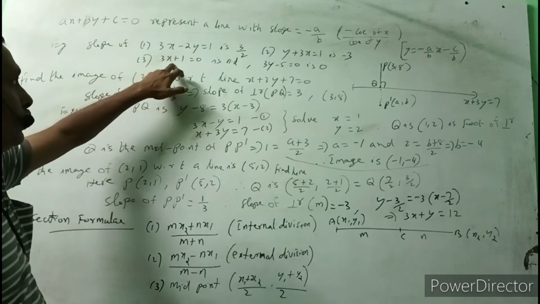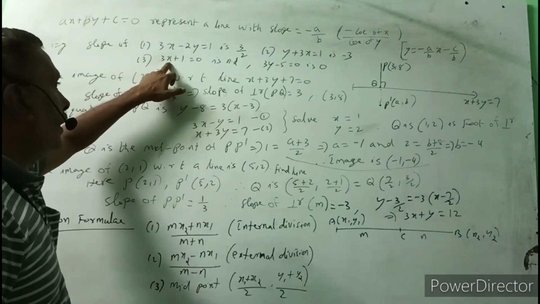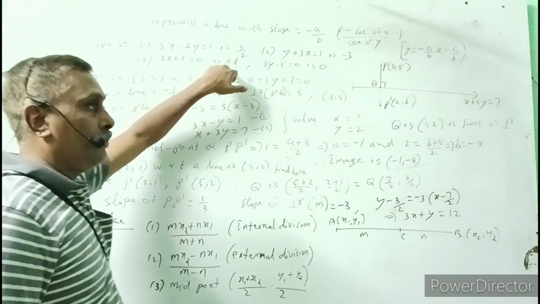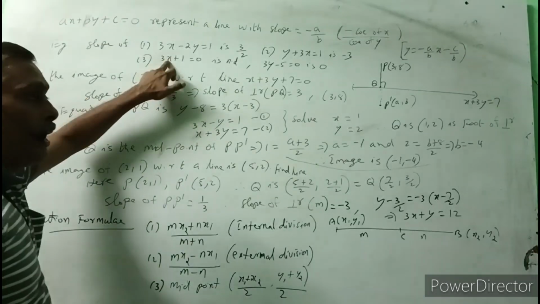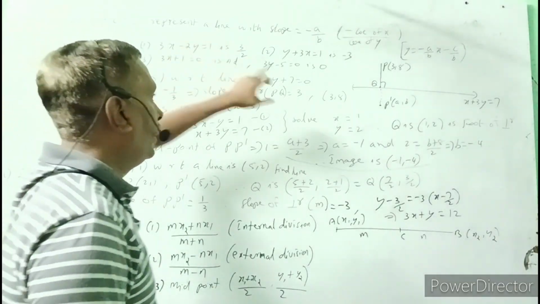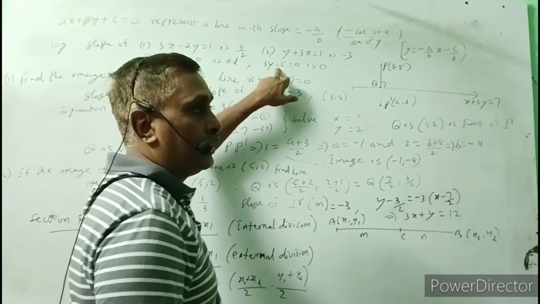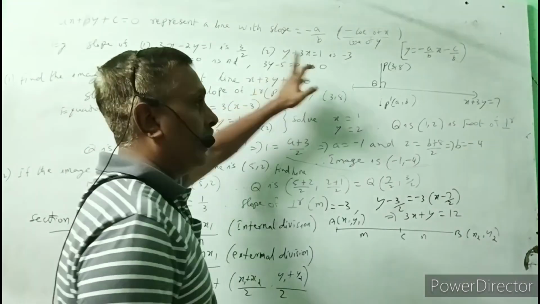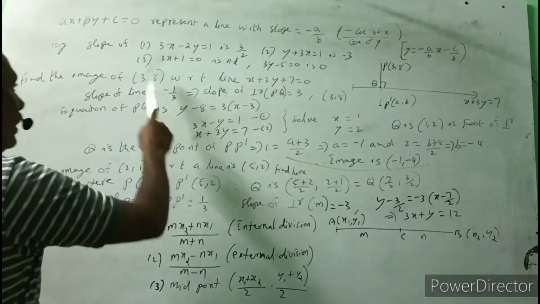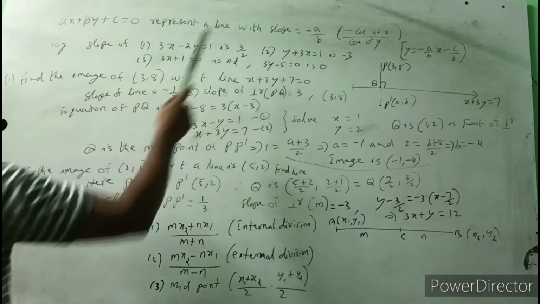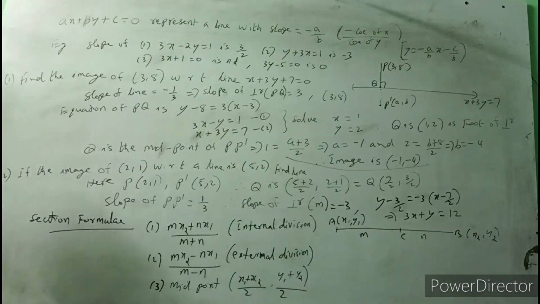In this line there is no y term, so minus 3 upon 0 is not defined. It will be parallel to the y axis, so no slope will be there. For 3y minus 5 equal to 0, 0 is the slope because it is parallel to the x axis. So that is the method of finding the slope when the equation of a line is given.